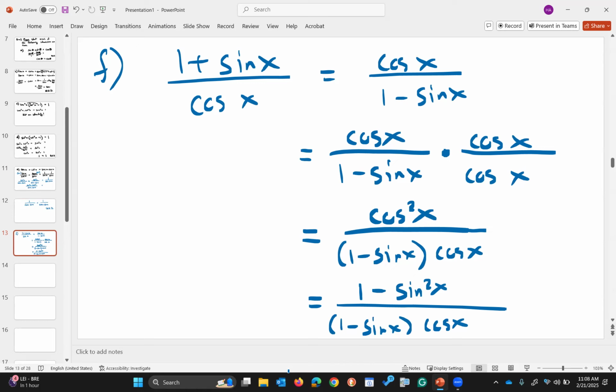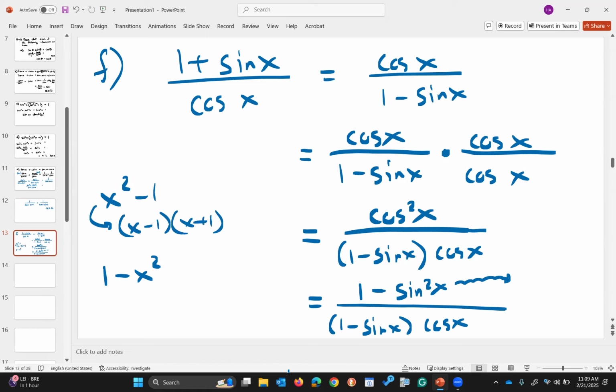Real quick here, can you guys separate this out? Does that look like something familiar from algebra? Kind of like 1 minus x squared. Don't usually see it like that. We usually see it as x squared minus 1, right? x squared minus 1 will factor down into x minus 1, x plus 1.